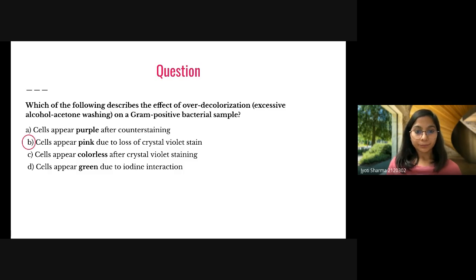So this will appear pink due to the loss of crystal violet stain, because we are doing over decolorization. If the decolorization is in optimum condition, then this will give you the purple color. But if this is very excessive in nature, then this will give you the pink.